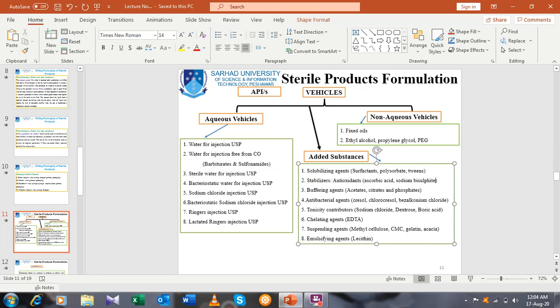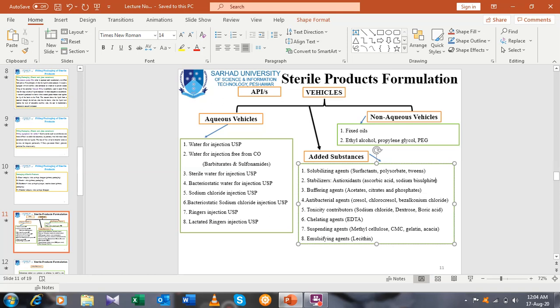Antibacterial agents which control the microbial contamination, for example phenol, chlorocresol, and benzalkonium chloride. Tonicity contributor, as you know that it should be isotonic, and sodium chloride, dextrose, and boric acid are used as tonicity contributor. It should be equivalent to 0.9% sodium chloride, that equivalency should be there, that is termed as isotonic. And chelating agent, for example EDTA, that is ethylenediaminetetraacetate.